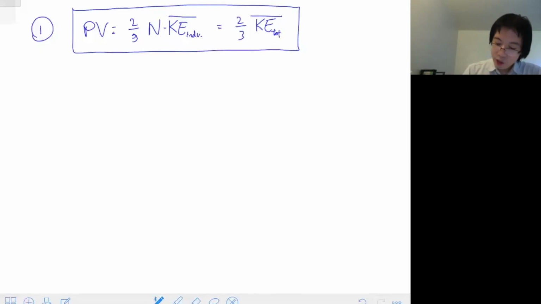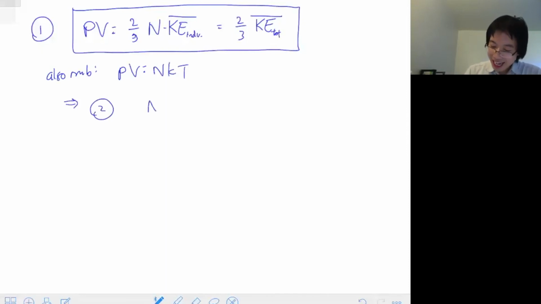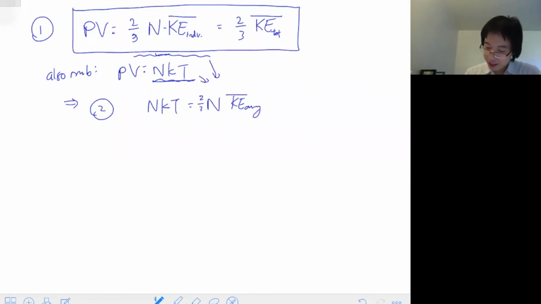And now also remember the ideal gas law that says PV equals NkT. So this must mean we have our second takeaway, that NkT must equal 2/3 N times the average KE, right? Combining this with this, the right-hand side of these two, the macroscopic and the microscopic version together. Let's see, what do we learn? We learn that the average kinetic energy is 3/2 kT for one particle.